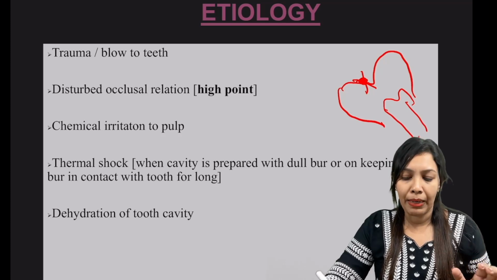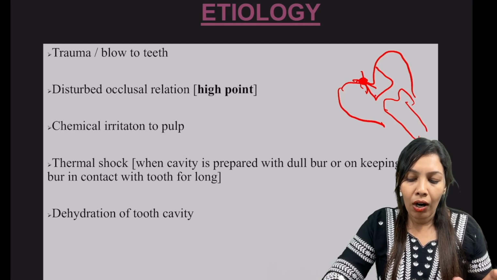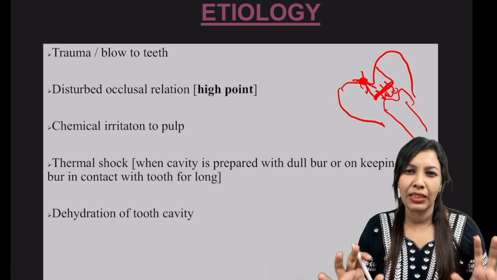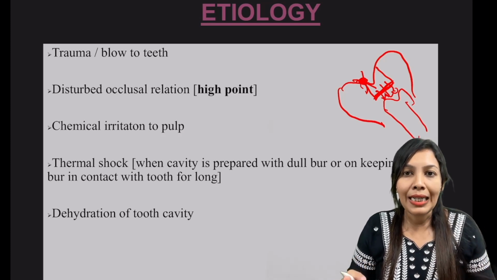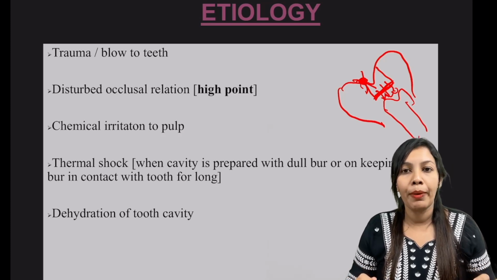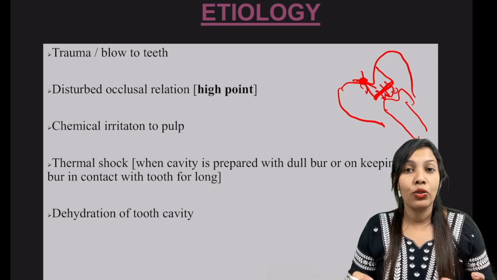Chemical irritant to the pulp. For example, when we have done a restoration, if we are not protecting the pulp, there might be slight leakage of the chemical substances to the pulp, which causes a slight irritation. When the slight irritation starts, just remove the irritant and the pulp can come to its normal position. Dehydration is another method which can lead to reversible pulpitis.